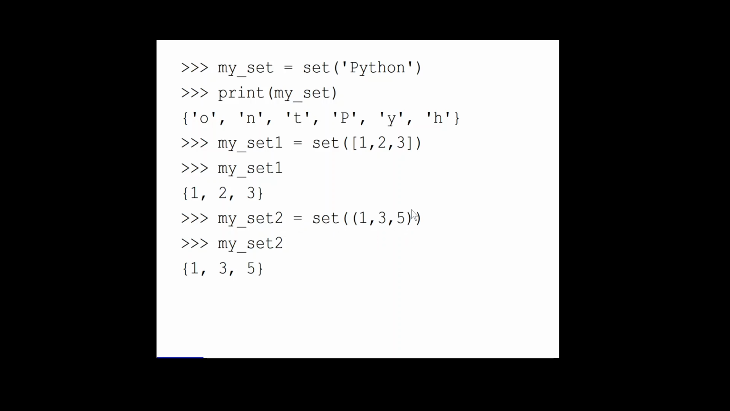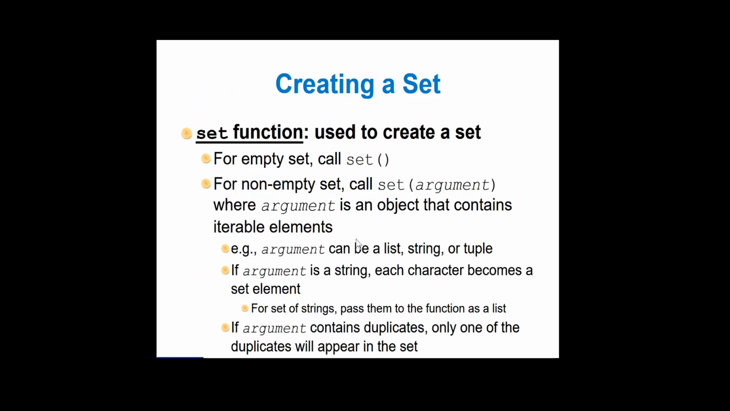We may have a tuple as a set. So this one could be a list or a tuple. It's possible, but it has to be a sequence. If it's not a sequence, it wouldn't work. So this is exactly the explanation here.